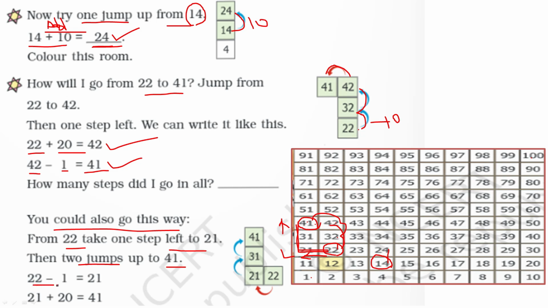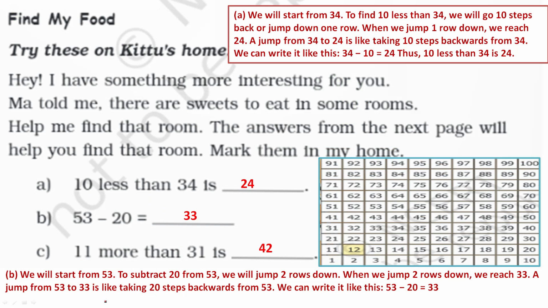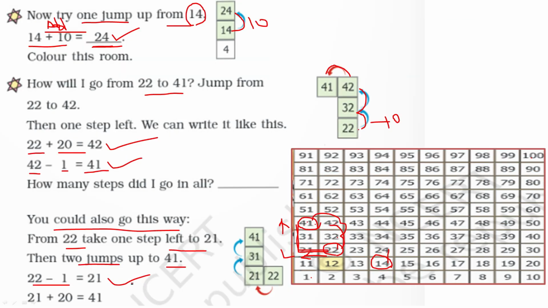So 22 minus 1, you are getting 21. 21 plus 20, the answer is 41. Like that you can make a small checked box. 22, left side, then two steps up. Like that, by practice you can easily understand how to add two numbers.